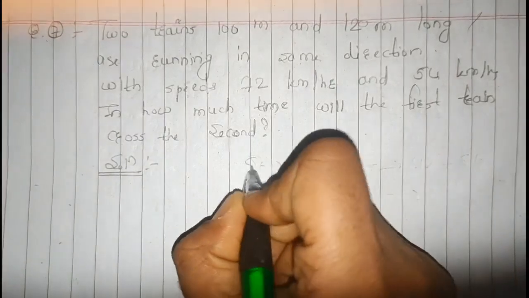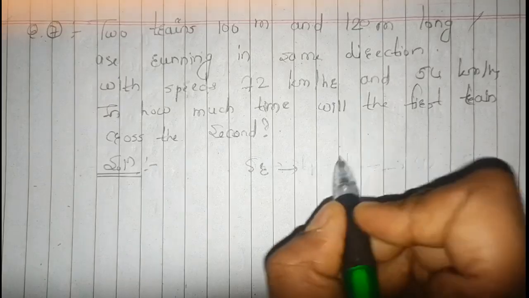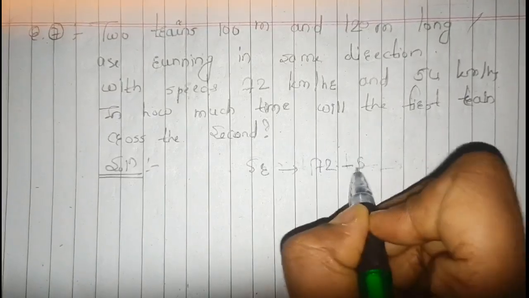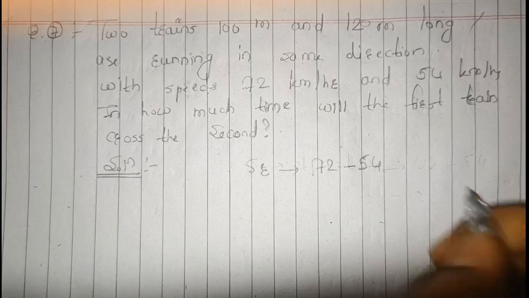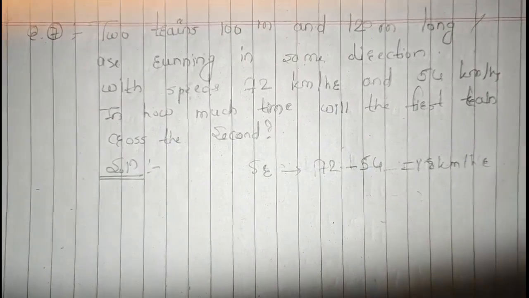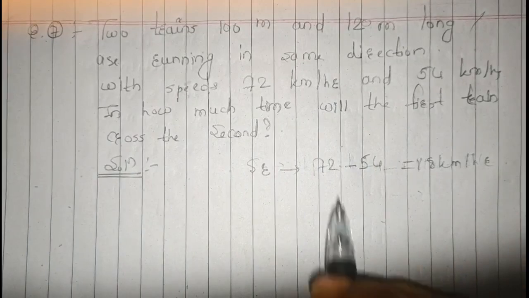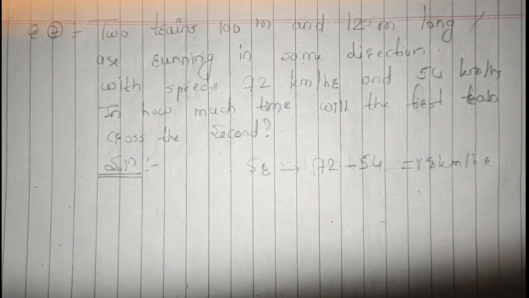It would be the difference between 72 minus 54, as the speeds of the two trains are 72 and 54, which is 18 kilometer per hour. So this is our relative speed. Now in how much time will the first train cross the second? We just have to find the time required for them to cross each other.